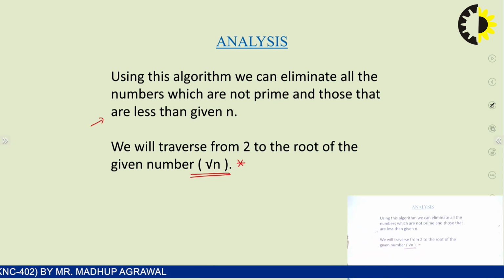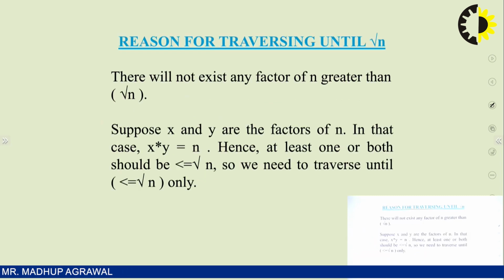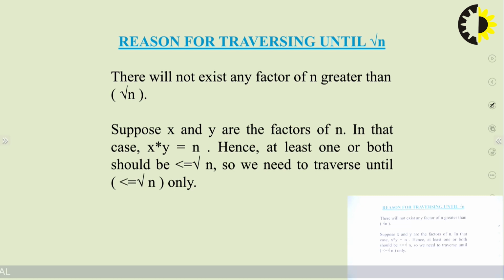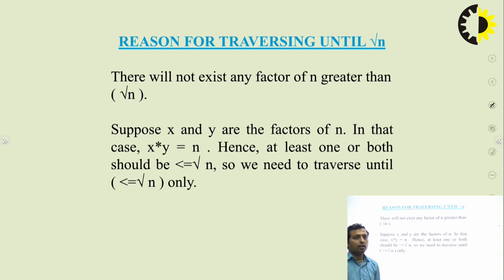Why root of n? What is the reason for traversing until under root n? There will not exist any factor of n greater than this one. This is the main property: no factor of a number exists beyond root n.